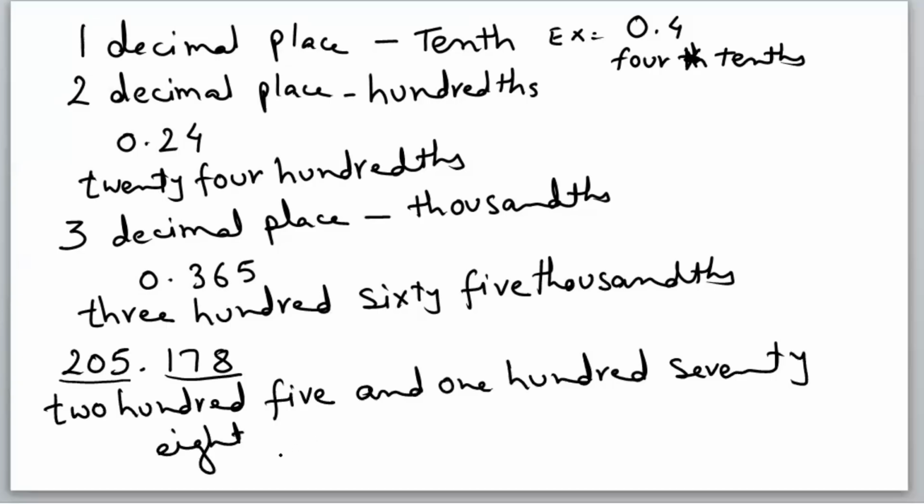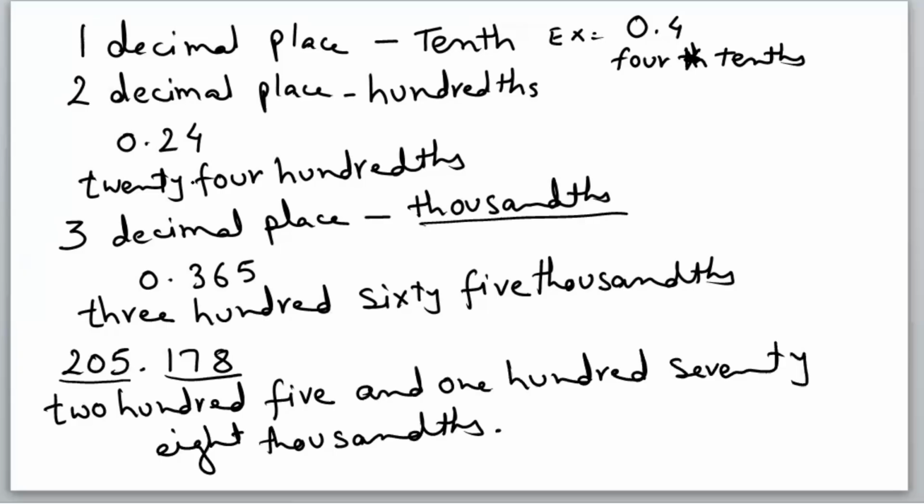178. Now which place value do we have to write here? How many decimal places does it have? 1, 2, 3. So if it has three decimal places, what will come? It will be thousandths. So we will add thousandths here. Okay, so it becomes 205 and 178 thousandths. Hope it is clear to everyone how to write a decimal in word form.